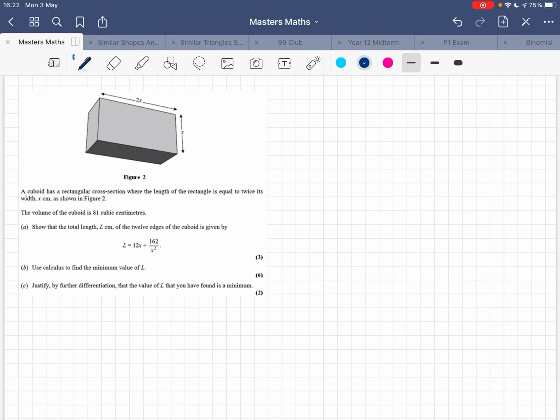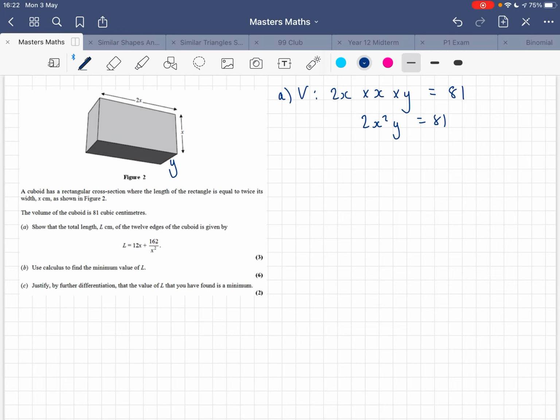Show that the total length of all the 12 edges of the cuboid is given by L equals 12x plus 162 over x squared. So our constraint this time is given in the volume, because we know the volume has to be 81. Again, we only know 2 of the dimensions of a 3-dimensional shape, so we're going to need to add in the kind of depth of the shape ourselves. So I'm going to call it y. So the volume of the cuboid would be given by doing 2x times x times y, and we know that has to be equal to 81. So that's 2x squared y is equal to 81.